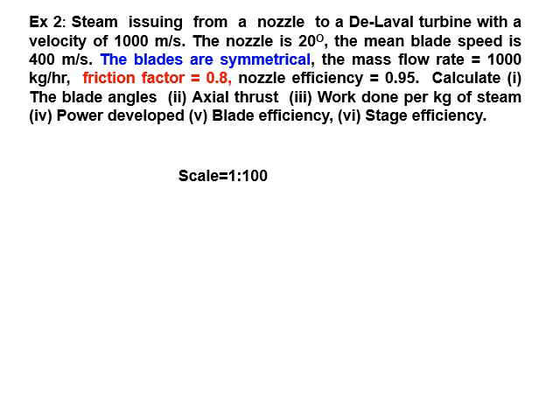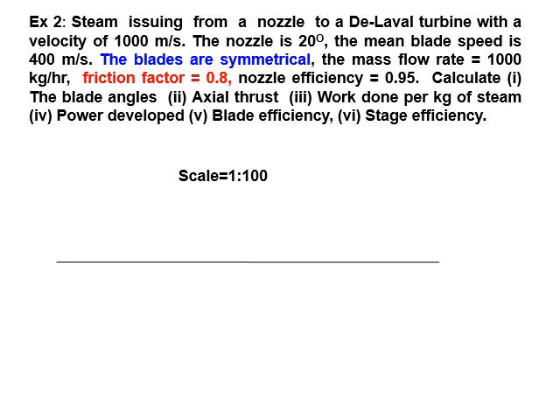Now take a scale of 1 centimeter equals 100 meter per second, because here the V1 value is 1000 meter per second. For that reason, because of the higher velocity here, we have taken a higher scale: 1 centimeter equals 100 meter per second.